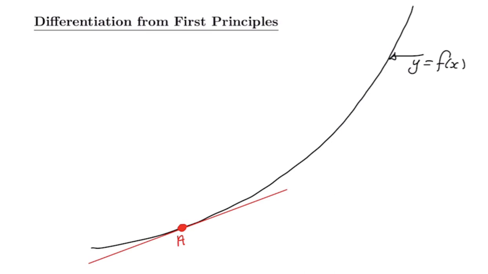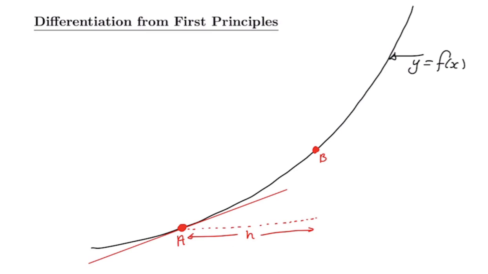So what we can do in maths is pick another point. I'm going to pick a point that's quite close to A. And I'm going to pick point B. And there it is, quite close to A. Now, the horizontal distance between A and B I'm going to call h. There it is.